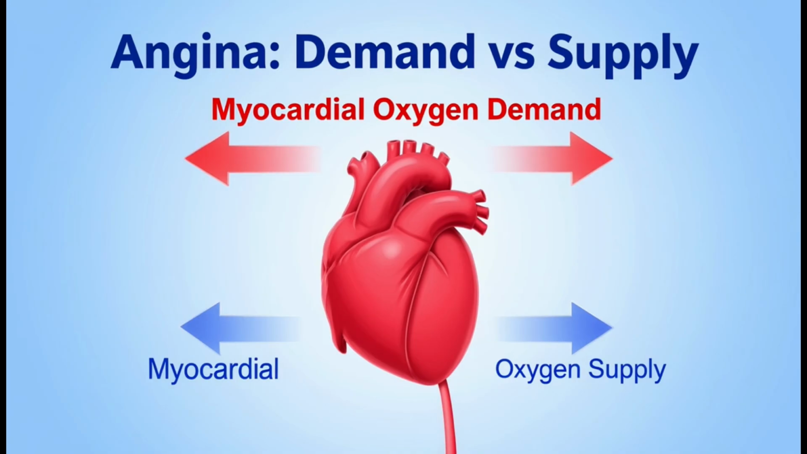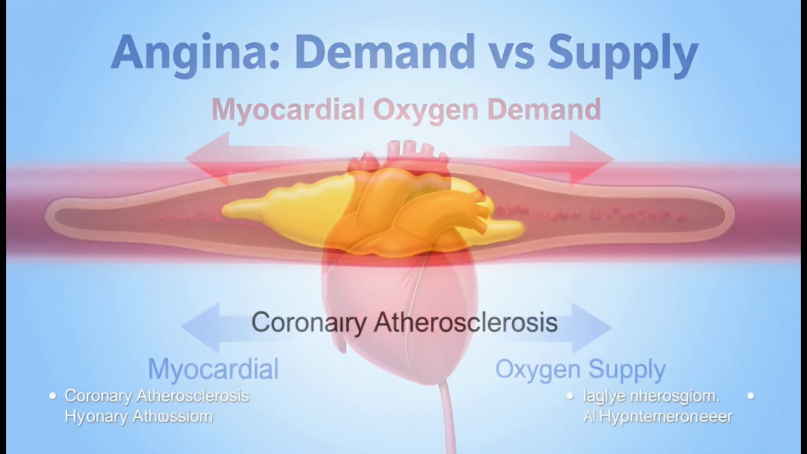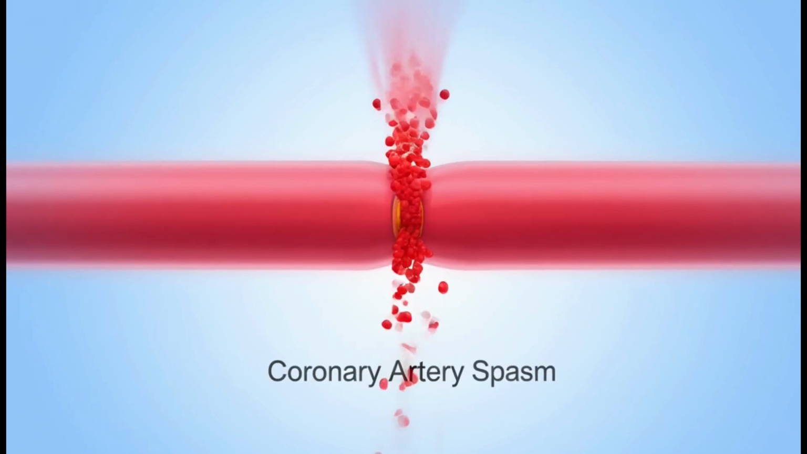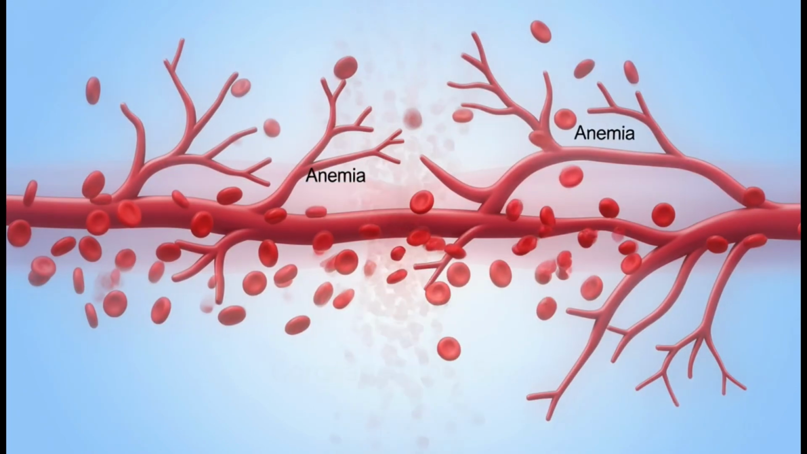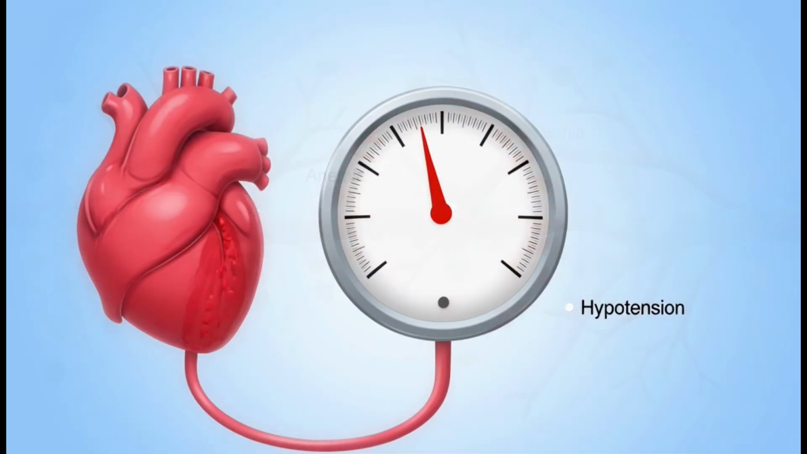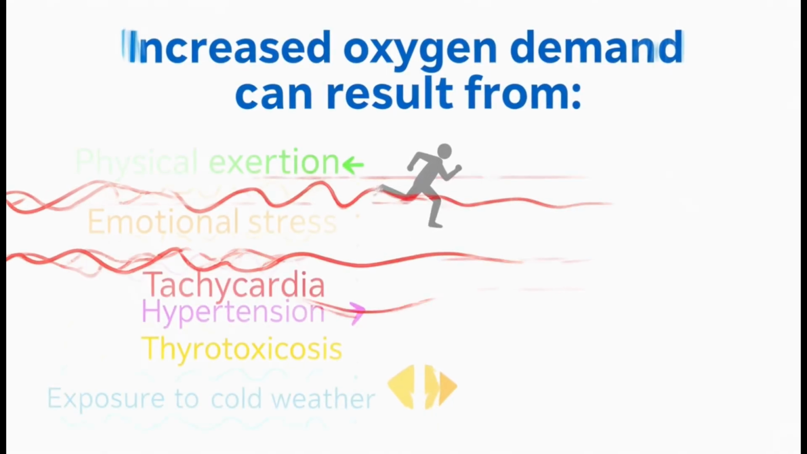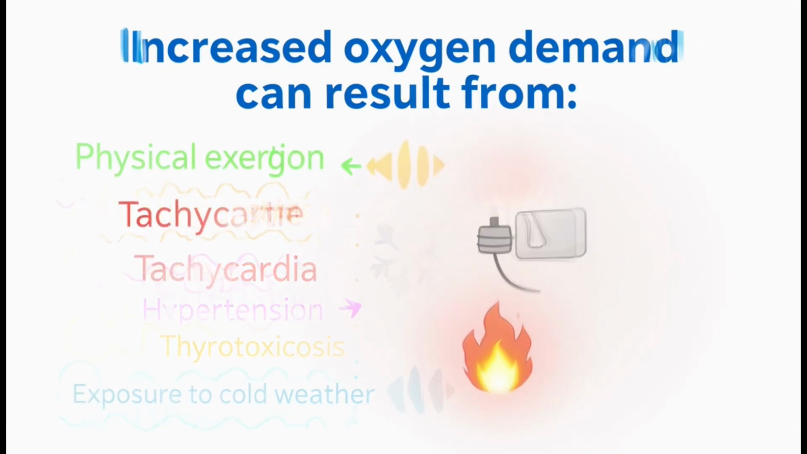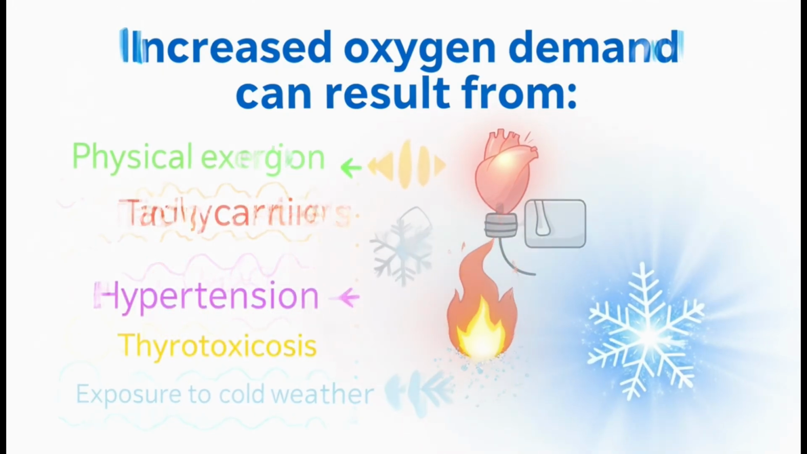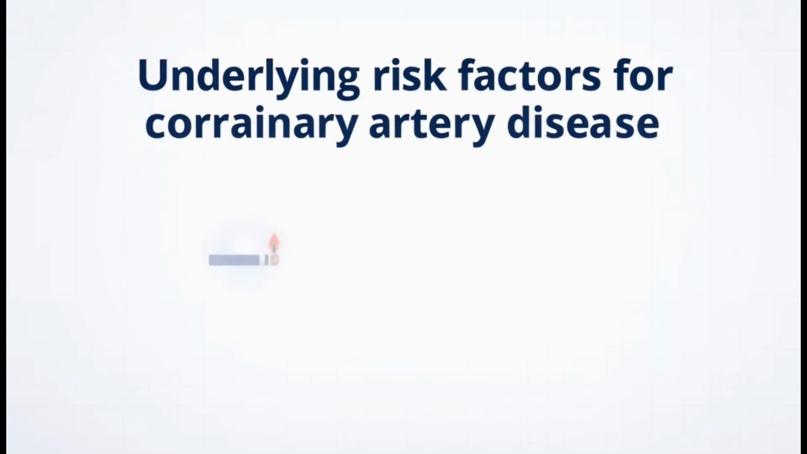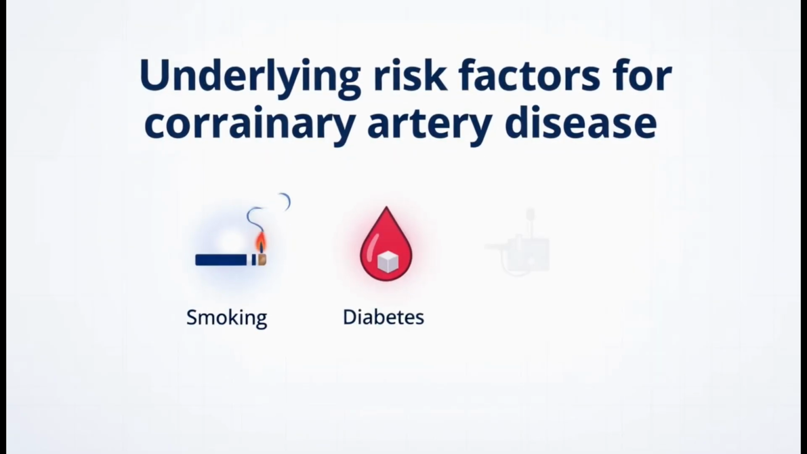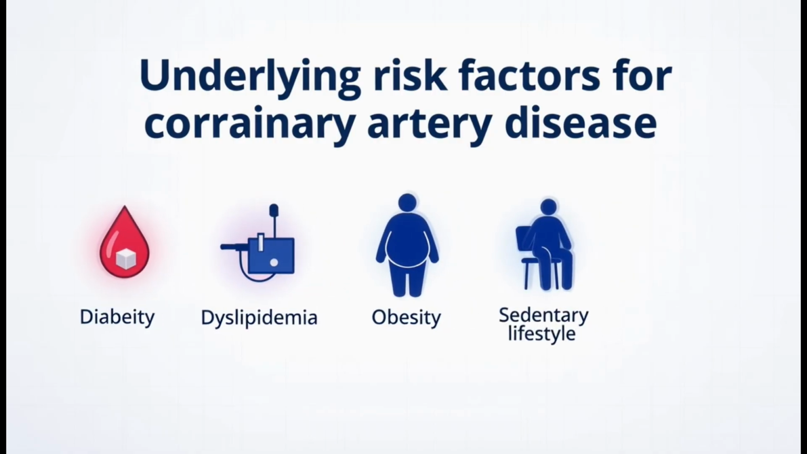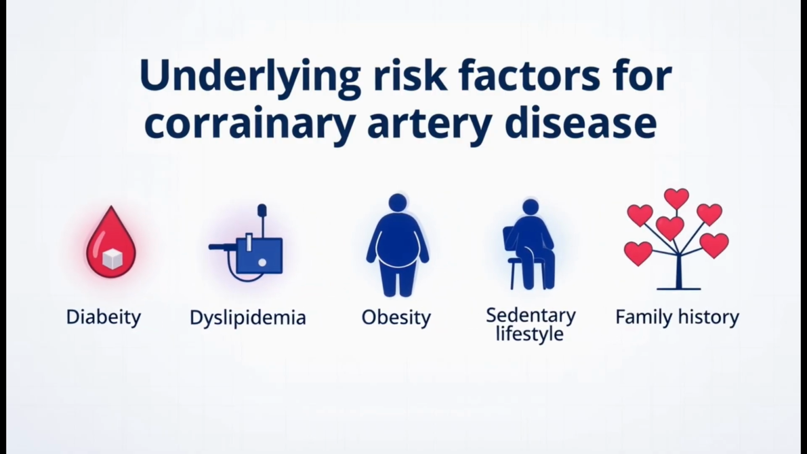At its core, angina results from myocardial oxygen demand exceeding supply. Decreased oxygen supply can result from coronary atherosclerosis, coronary artery spasm, anemia, or hypotension. Increased oxygen demand can result from physical exertion, emotional stress, tachycardia, hypertension, thyrotoxicosis, or exposure to cold weather. Underlying risk factors for coronary artery disease include smoking, diabetes, hypertension, dyslipidemia, obesity, a sedentary lifestyle, and family history.